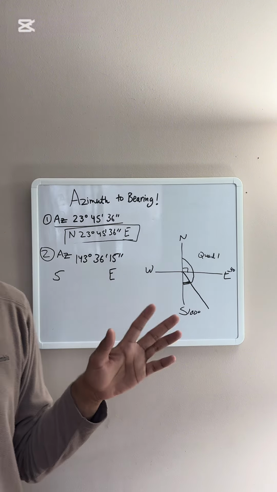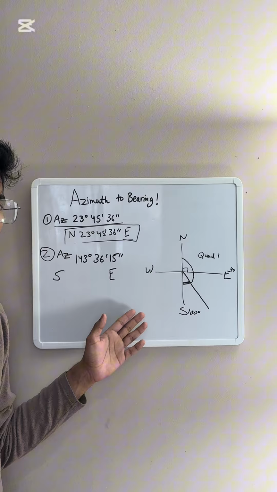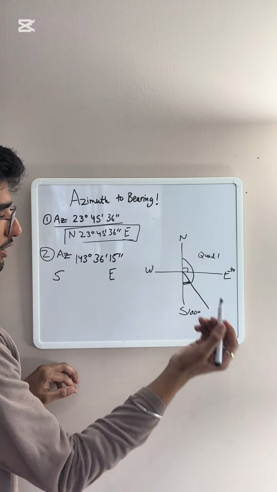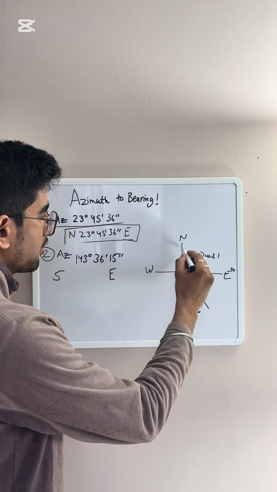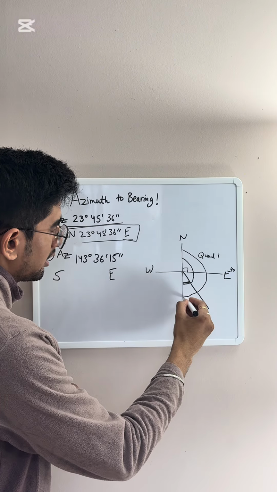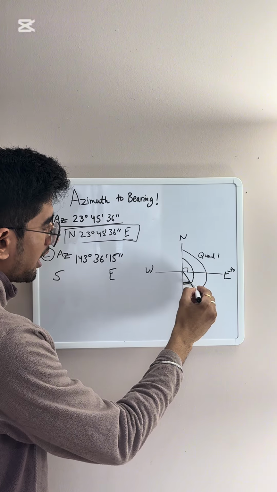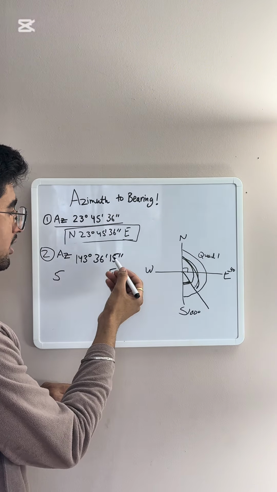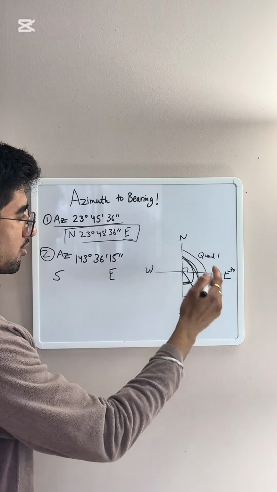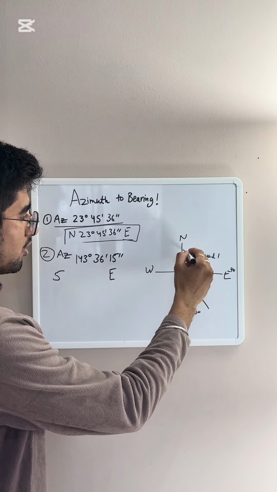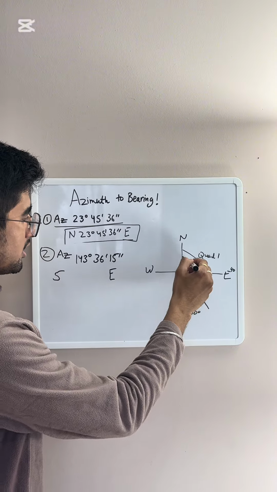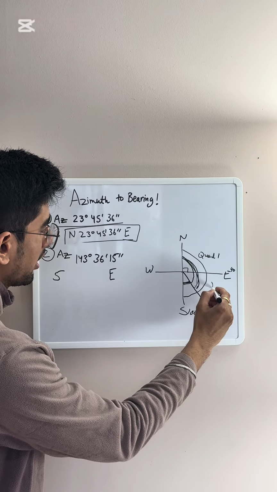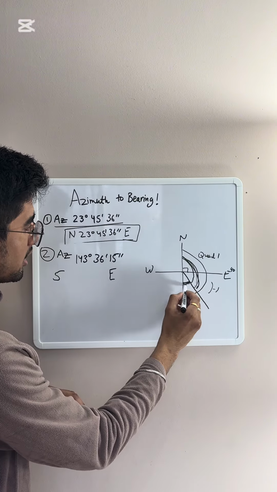So whenever a line is in the second quadrant, you can always make a quadrant diagram just to make sure you're doing it correctly for the initial times. It's just basic maths here. As we know, this whole thing is 180 degrees, and this angle, our azimuth, is given as 143 degrees 36 minutes and 15 seconds. We know this whole is 180, we know this is 143, we just need this. So if you subtract the smaller from the bigger one, you will get this angle.